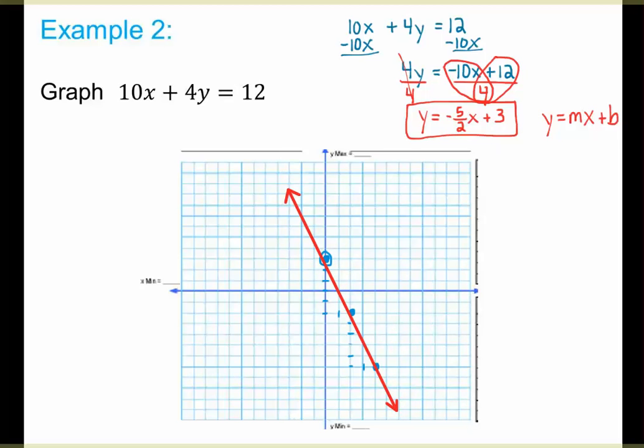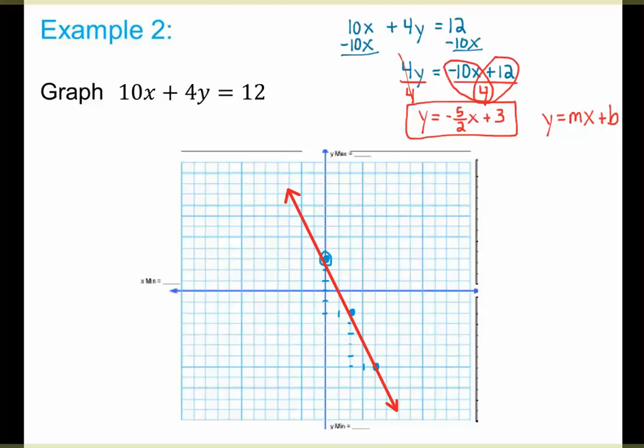Notice it crosses the y-axis at +3 as expected, and it's steep and going down the roller coaster, which is what -5/2 indicates. Okay, so if you got this one right, you have learned the major skill. If not, you need to go back and practice it on your own until you can do it by yourself.